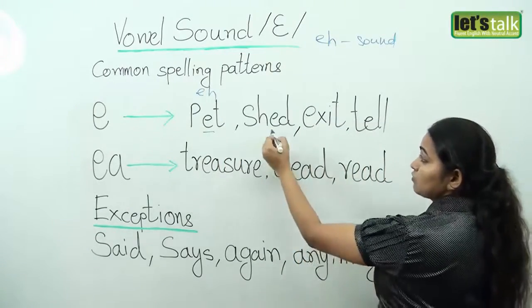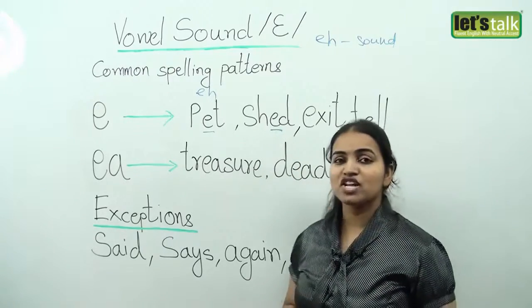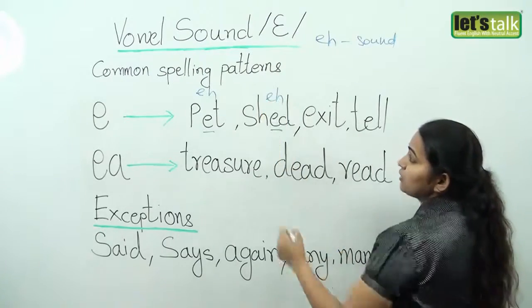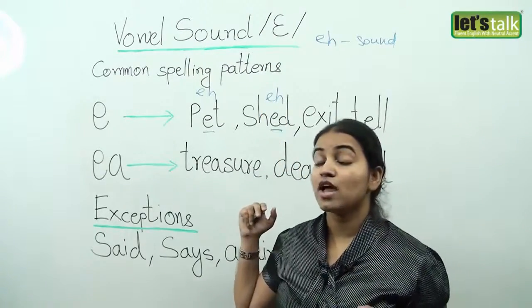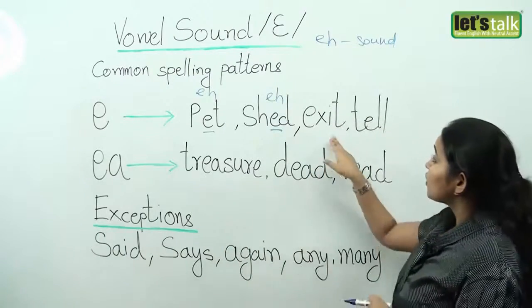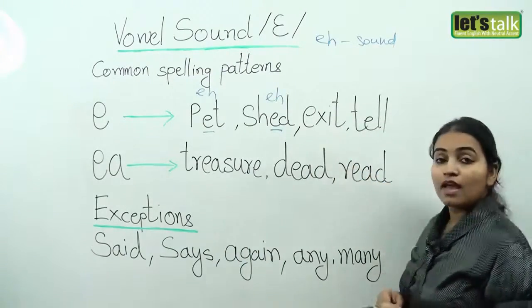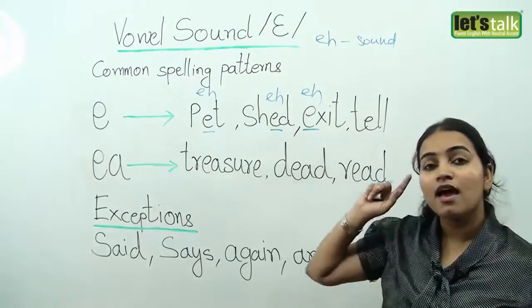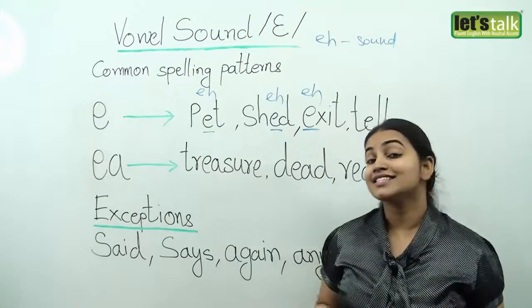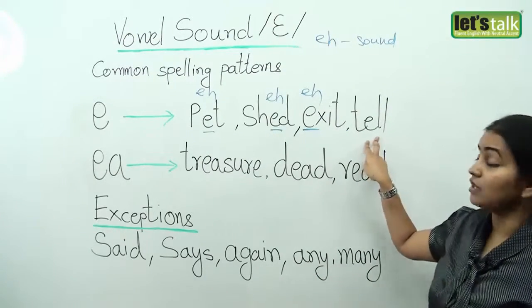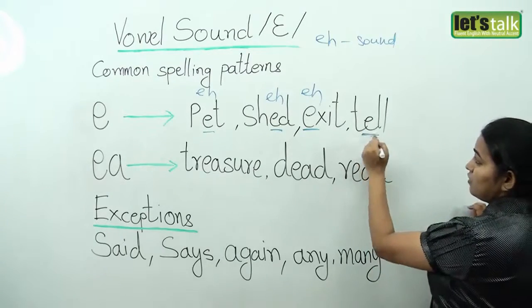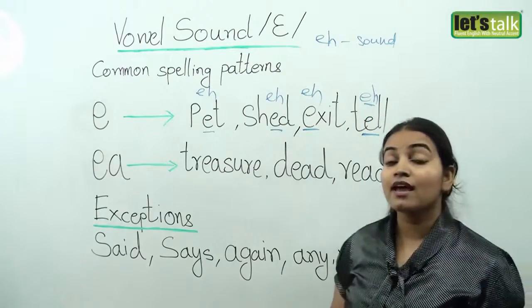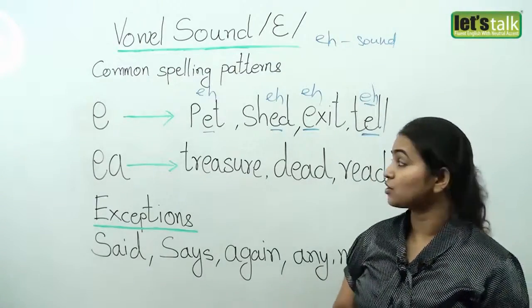Another word, shed. I don't say sheed, I say shed. So the E brings about the short E sound. So it is a shed. And the next word, exit. The E in this word again gives me the short E sound. So it is an exit. And your last word, tell. The E again in the middle of this word gives me the short E sound, so it is tell.